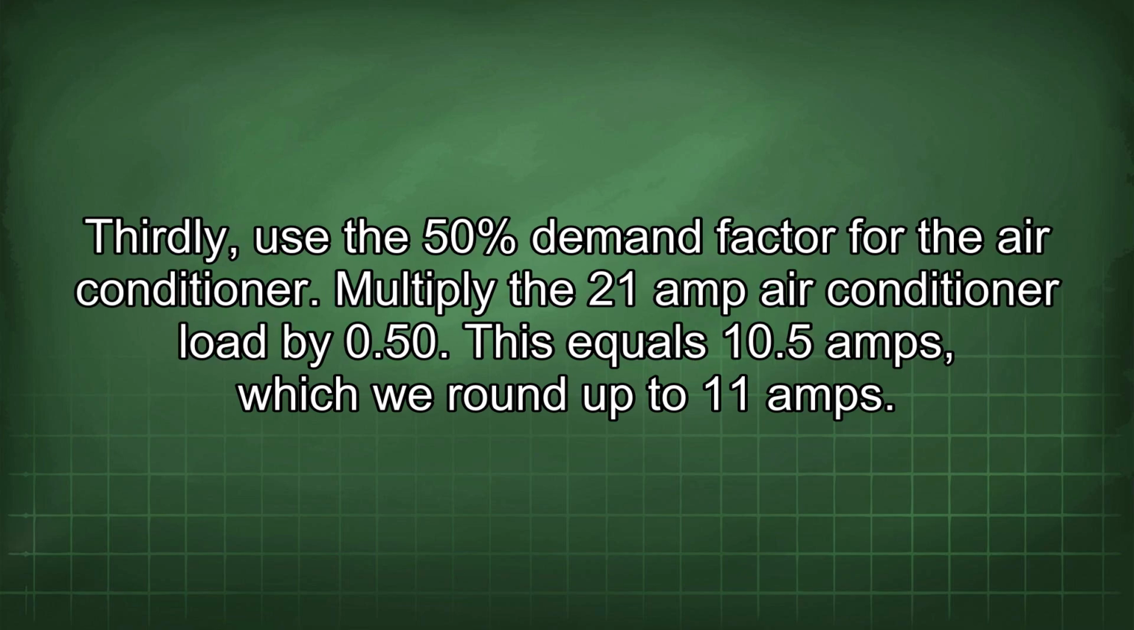Thirdly, use the 50% demand factor for the air conditioner. Multiply the 21 amp air conditioner load by 0.50. This equals 10.5 amps, which we round up to 11 amps.